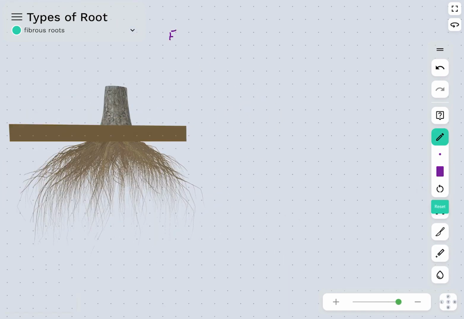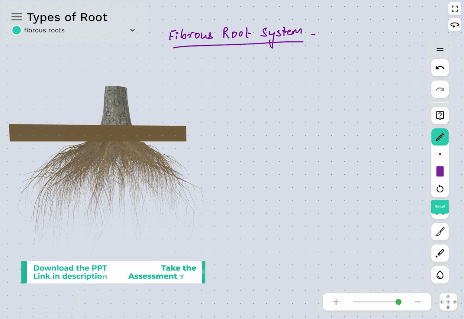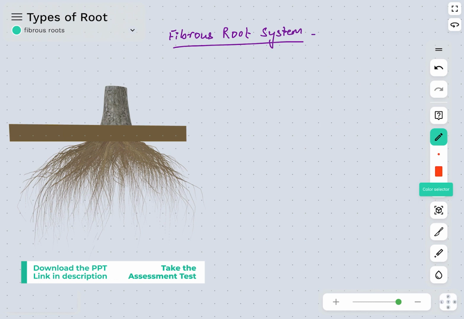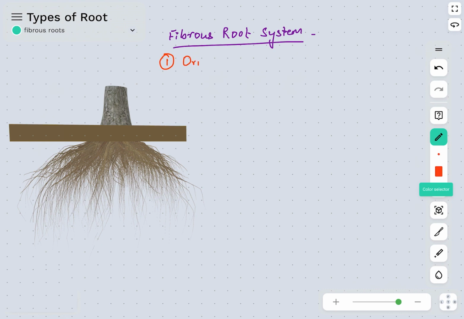So, fibrous root system. All right, so this fibrous root system, the very first important point about the fibrous root system is that it originates from the base of the stem. So origination is from the base of stem. So this is the key point.